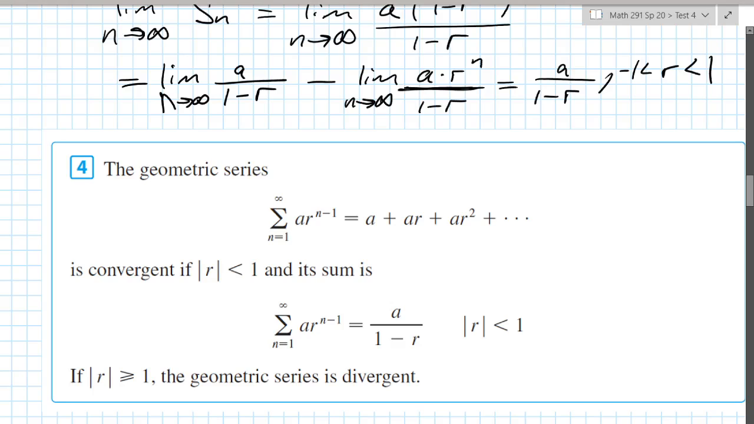So as a summary, for the geometric series where we have a times r, r is sometimes called the common ratio. The sum of the a times r to the n minus 1 is convergent if the absolute value of r is smaller than 1, that is, r is between -1 and 1, and its sum is a divided by 1 minus r. This is an important result. I'm going to highlight it. If r is greater than or equal to 1, or less than or equal to -1, the series is divergent.